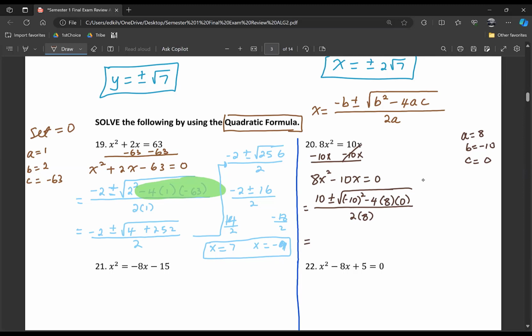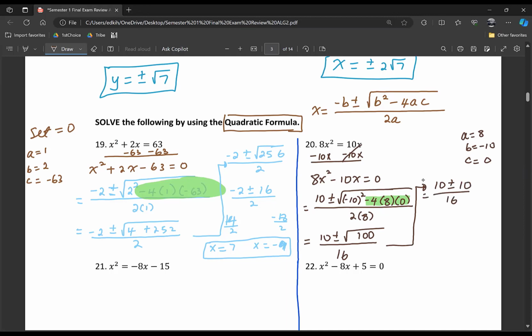So now we clean this up. We end up having a 10 plus or minus the square root of 100. But then notice, like I told you guys earlier, this part right here, negative 4 times 8 times 0, that's just going to be a 0. That just disappears. It's gone. So all of that is going to be divided by 16. Again, running out of room, so I'm going to move this up here. So we have 10 plus or minus, well, the square root of 100 is 10, over 16.